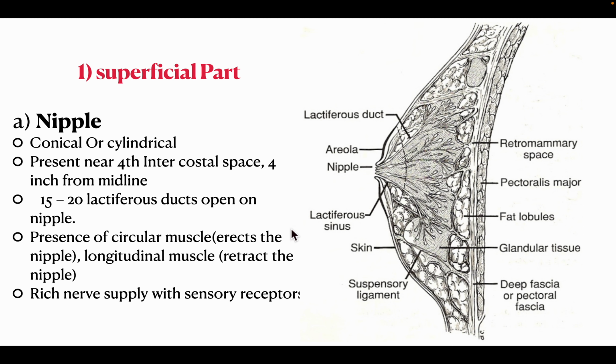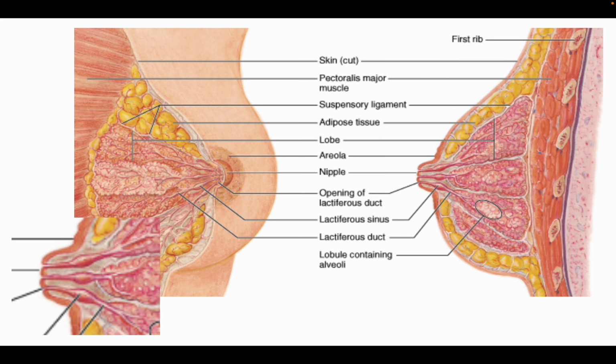The circular muscles help to erect the nipple. And the longitudinal muscles help to retract the nipple, and a rich nerve supply with sensory receptors is present near the nipple area. Can you see here, this is the nipple area, and the lactiferous ducts are opening on the nipple area.